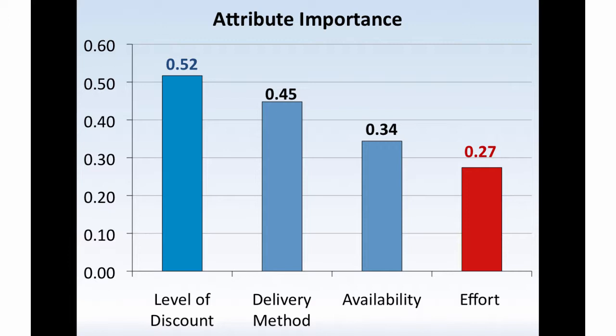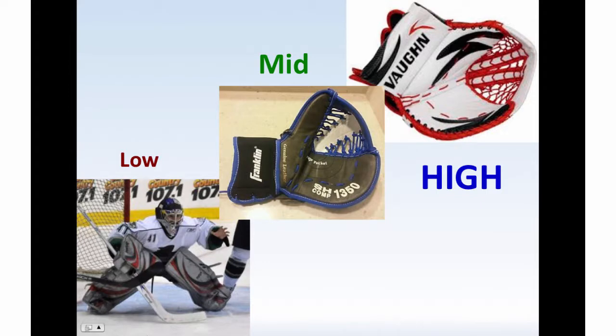Alright, so just to reiterate the level of discount right now, we're giving them a poor level. They don't even have a glove and they're sitting in the net about to face a Zdeno Chara 100-mile-an-hour slap shot. We need to give them that high level Vaughn. We need to give them that high quality so they're ready and they're happy.